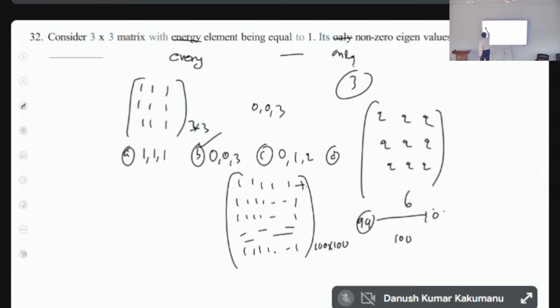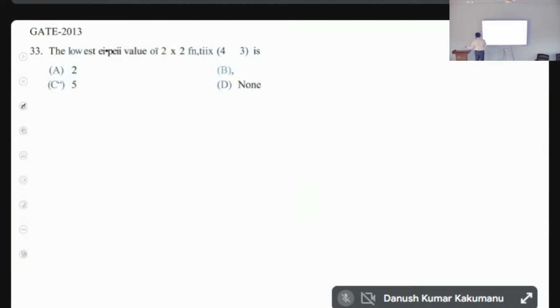Coming to the next. The matrix 4, 2, 1, 3. What is the lowest eigenvalue of this matrix? Can you guess what is the lowest eigenvalue of 4, 2, 1, 3?